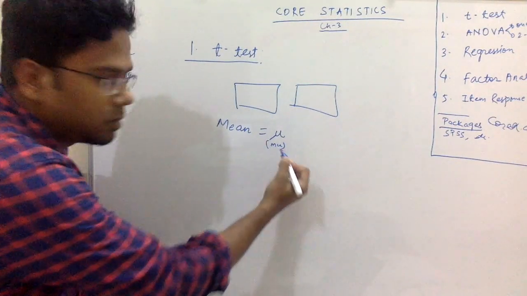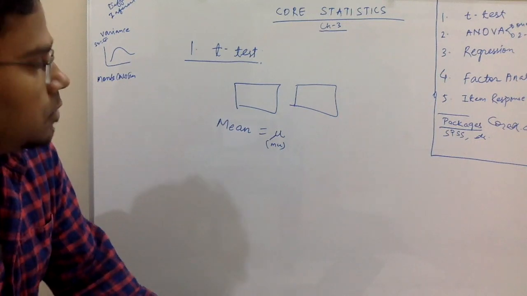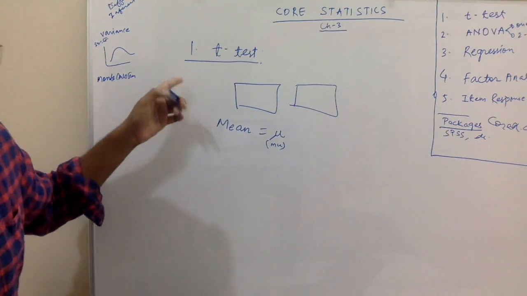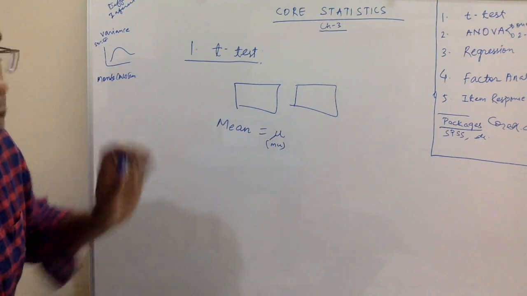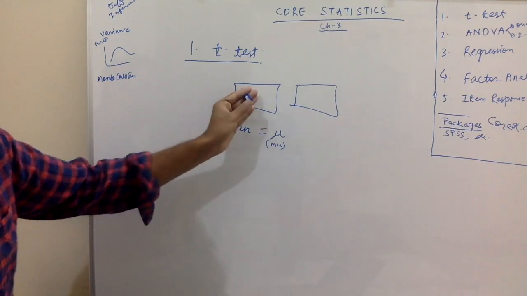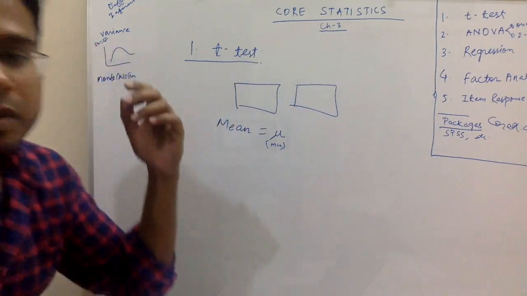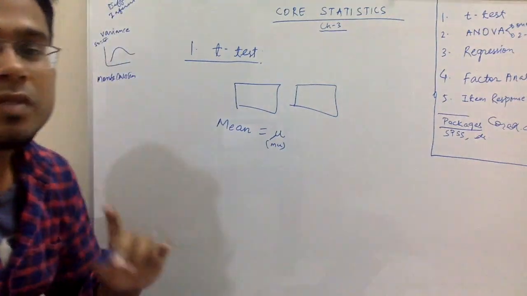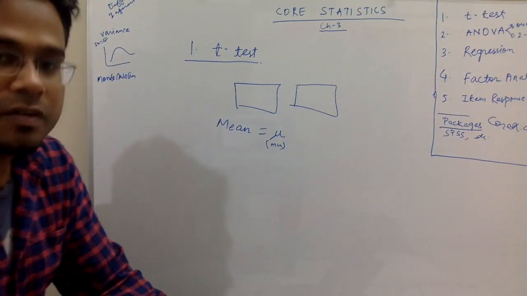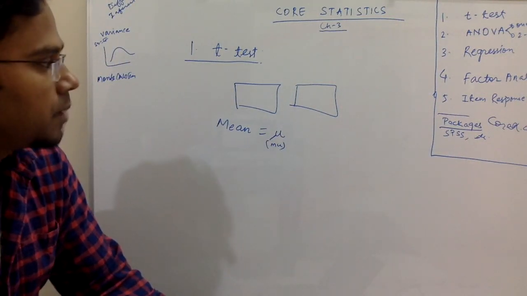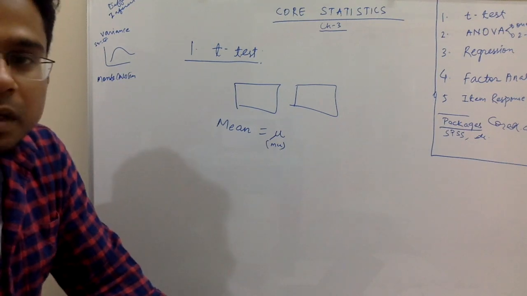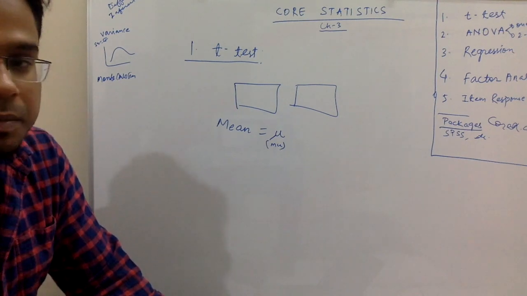Now, T-test is a method in which you try to find out whether one group, of two groups, is really significantly different from the other or not. So let's take an example to explain the whole concept behind it.